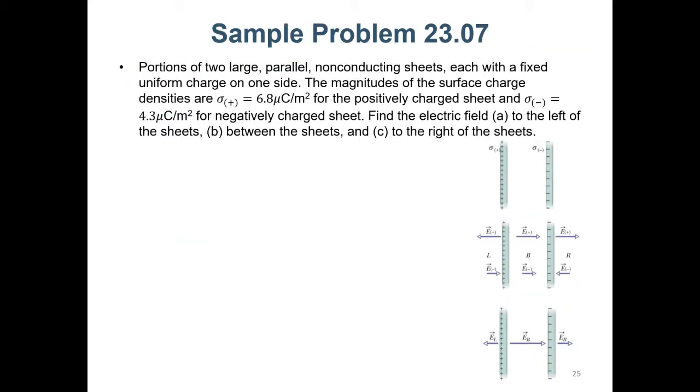Okay, let's move on. So we have a sample problem to really know more about how to calculate the E field by the parallel plate. For this case, we have two large parallel non-conducting plates, each with a fixed uniform charge on one side. The magnitudes of the surface charge densities are sigma plus and sigma minus.